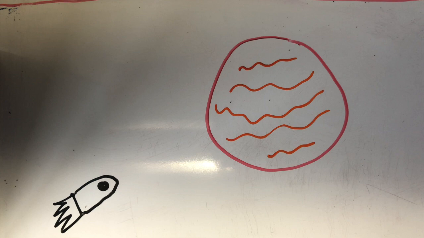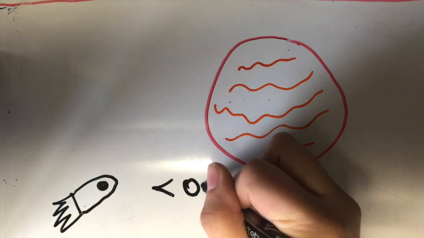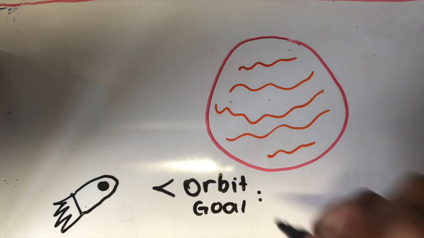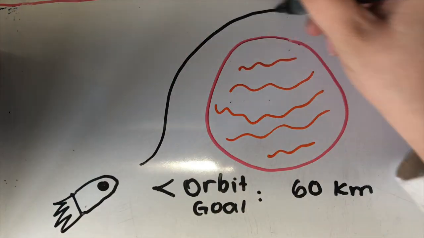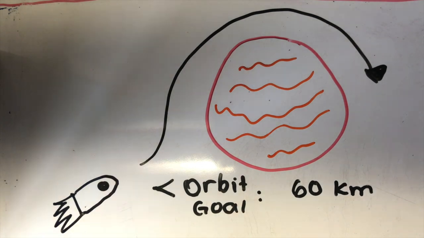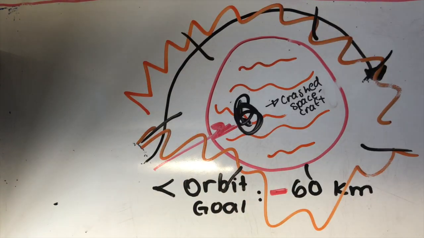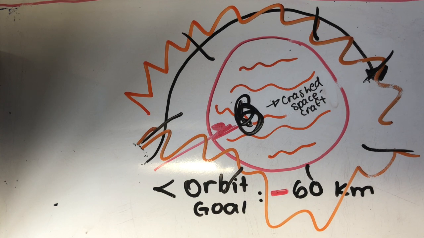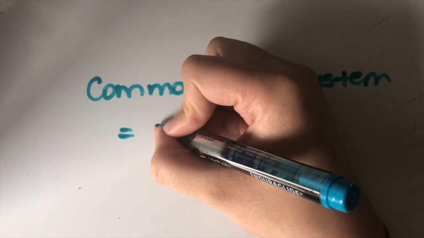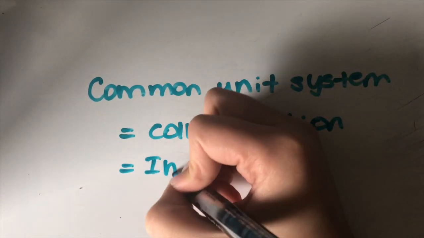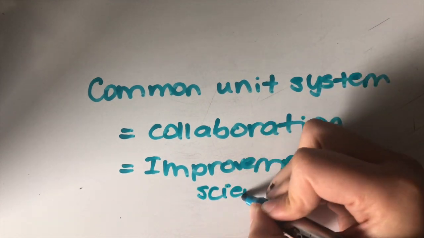But what happened was a US team working on the project worked with imperial units, as the others worked with the metric system. Errors in conversion, or lack thereof, actually caused the spacecraft to be asked to go on the orbit 60 kilometers, hear that, below Mars's surface. Needless to say, the spaceship crashed. This story goes to show how important it is to have a common unit system in order to collaborate with scientists all over the world and improve in sciences and technologies.